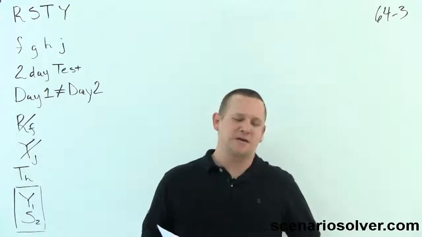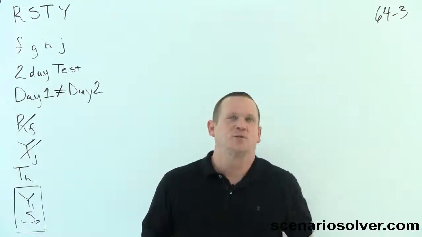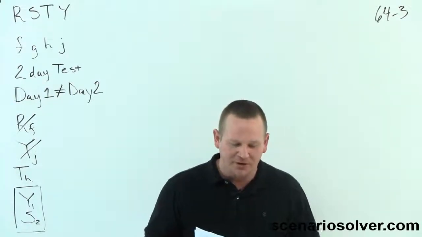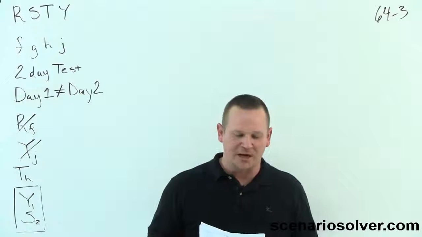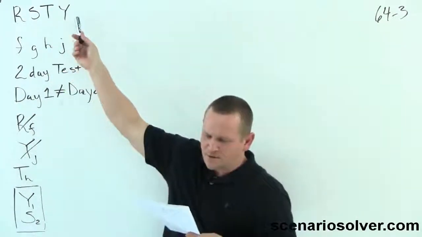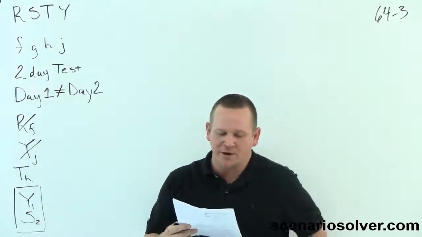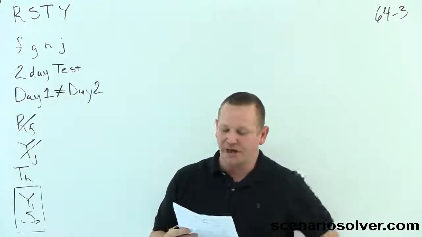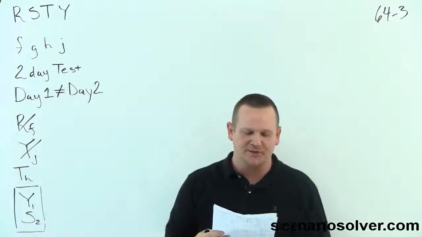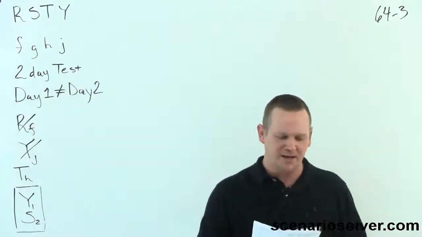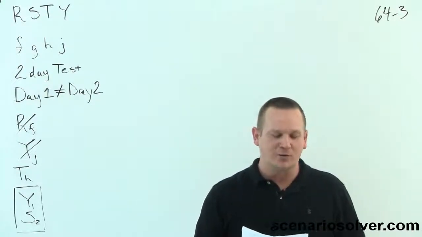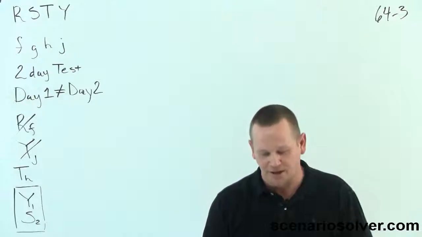Okay, we're looking at LSAT 64. This is October of 2011, Logic Game 3. On the first day of a 2-day study for a cycling magazine, 4 riders, R, S, T, and Y, will each test one of 4 bicycles, F, G, H, and J. Each rider will then test a different one of the bicycles on the second day. Each rider tests only one bicycle per day, and all 4 bicycles are tested each day.